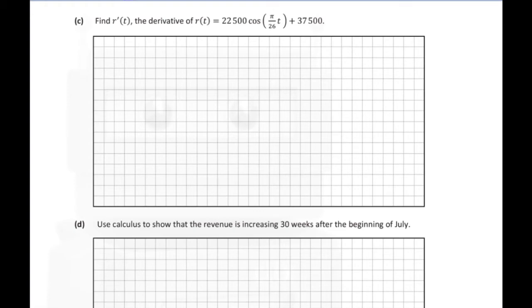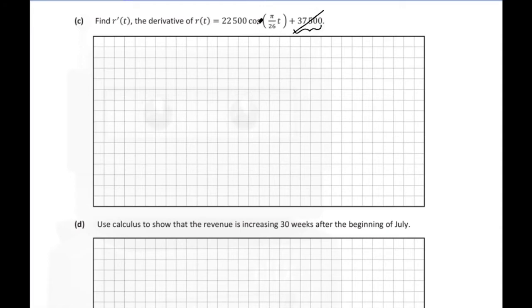Right, so for part C, we're being asked to find the first derivative of the function. Now it looks really horrible and really complicated, but break it down into what it is. This is a constant. It's got no variables. If it's a constant, we know when we differentiate it, it's going to go to 0.